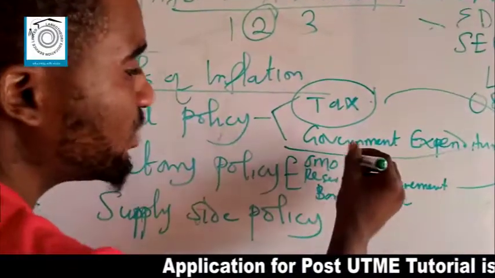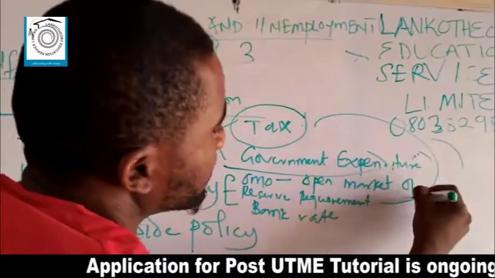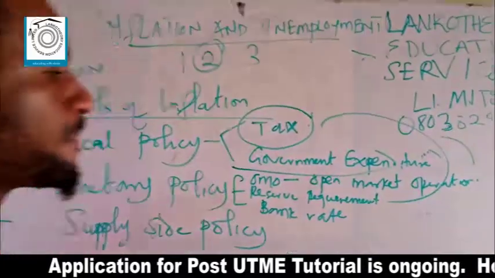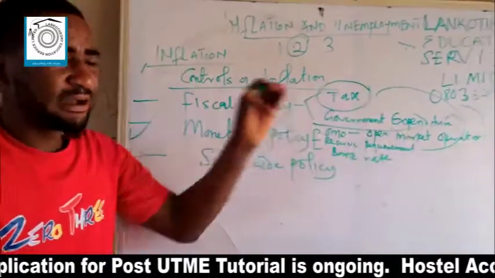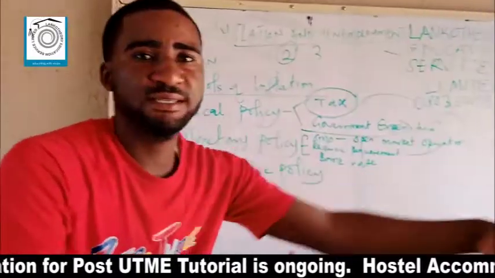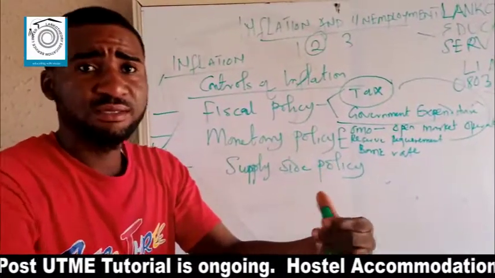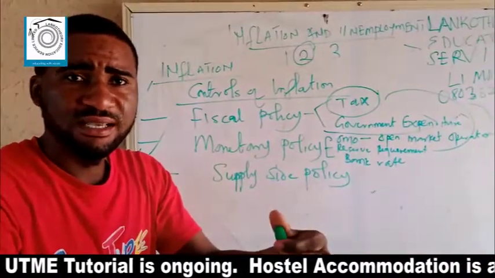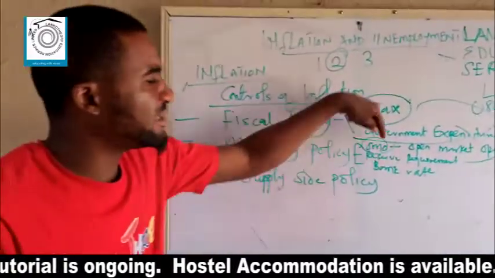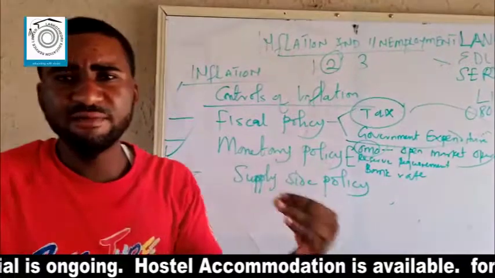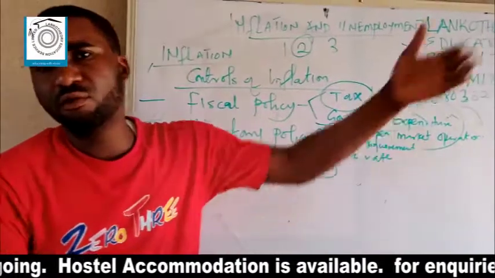The first instrument of monetary policy is OMO, which is open market operation. Open market operation refers to a situation where governments can buy or sell securities. What are securities? Securities can be treasury bills, treasury certificates, bonds, etc. So, how can open market operation be used to control inflation? What is inflation? Inflation may be as a result of too much money in circulation, chasing fewer goods.